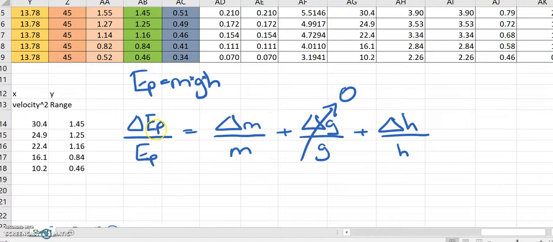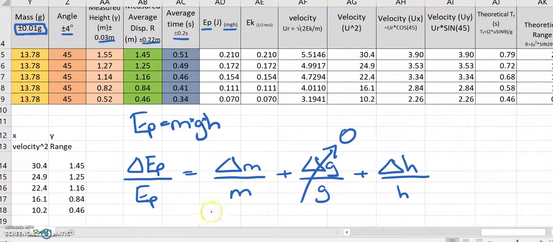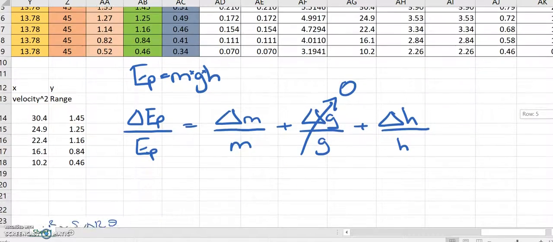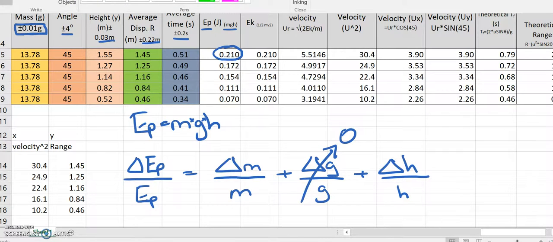So, the absolute uncertainty of the potential energy is now equal to the potential energy that we measured. If we look up here, the potential energy that we measured is 0.210. Sorry, the absolute uncertainty is what we're trying to calculate. So we'll rewrite this, and because now we've got a formula, let's change color.